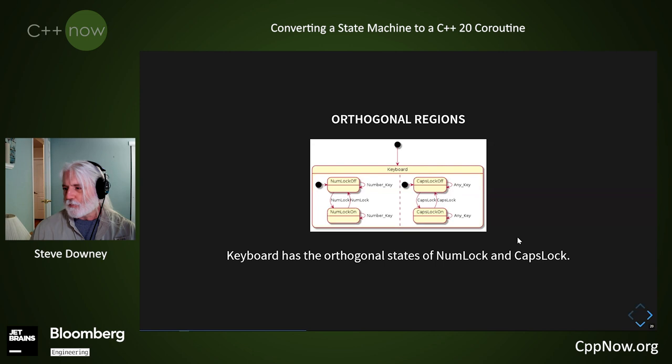Now, by having them in orthogonal regions, whenever numlock is toggled, we transition between states, which leaves the caps lock state alone. Caps lock toggles between off and on, and otherwise any other key just transitions back to the state it was in.